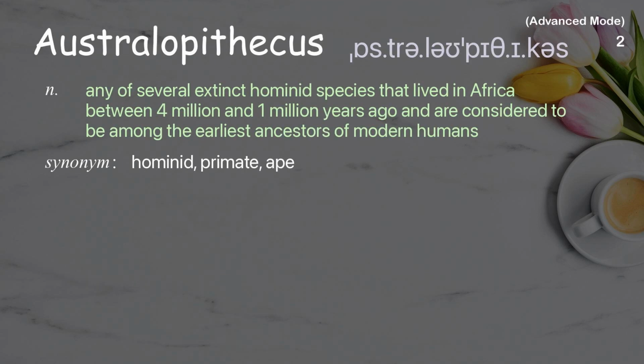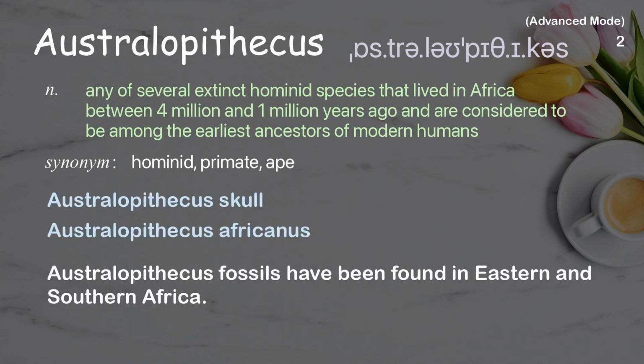Australopithecus. Any of several extinct hominid species that lived in Africa between 4 million and 1 million years ago and are considered to be among the earliest ancestors of modern humans. Examples: Australopithecus skull. Australopithecus africanus. Australopithecus fossils have been found in eastern and southern Africa.